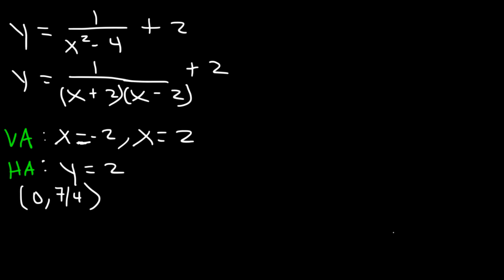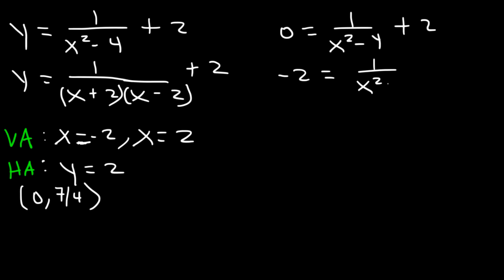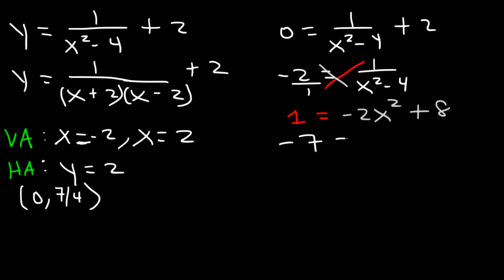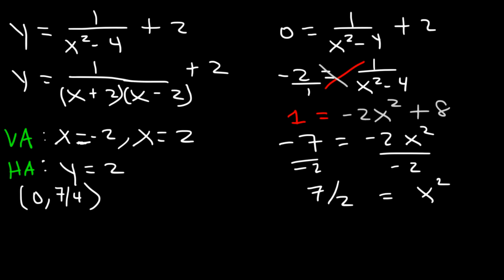Next, let's find the x-intercept. So let's replace y with 0. And now let's subtract both sides by 2. So if we move the 2 to the other side, it's going to be negative 2. And then we can write it as negative 2 over 1 and then cross multiply. 1 times 1 is 1. And negative 2 times x squared minus 4, that's going to be negative 2x squared plus 8. So now let's subtract both sides by 8. This is going to be negative 7. And then if we divide both sides by negative 2, x squared is equal to 7 over 2. 7 over 2 is about 3.5.